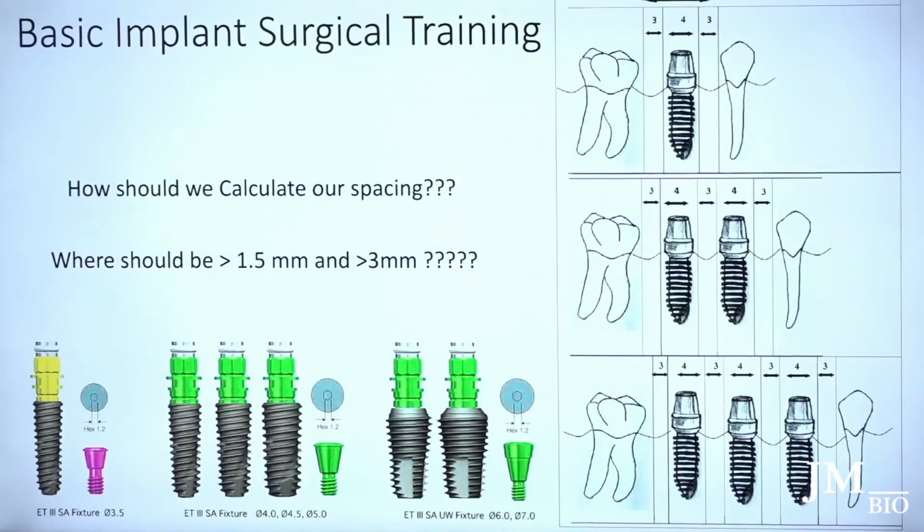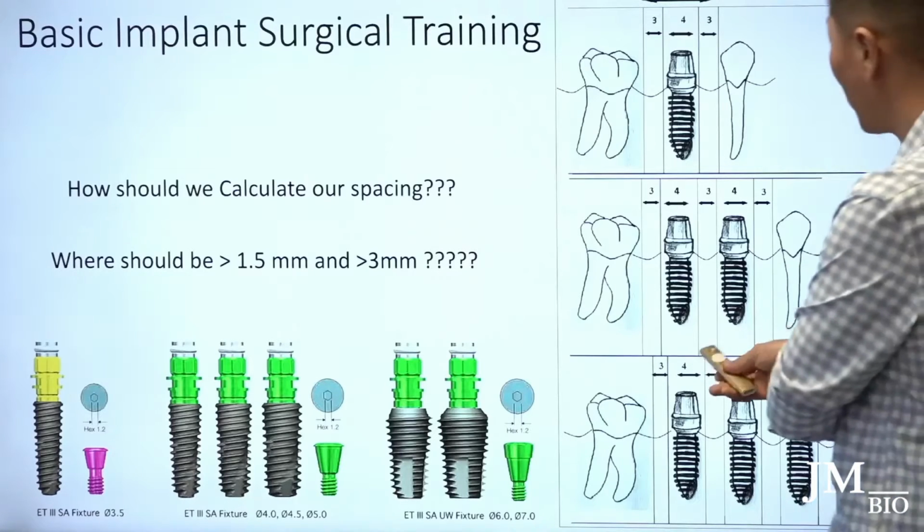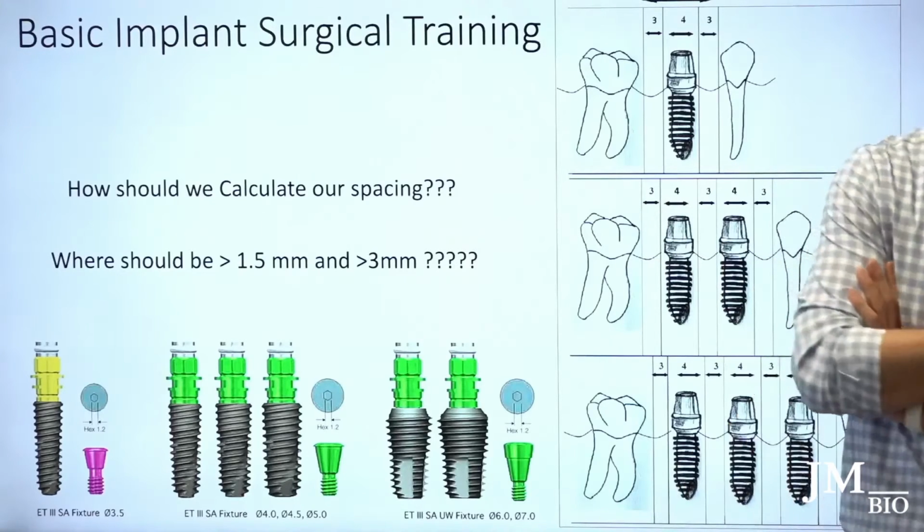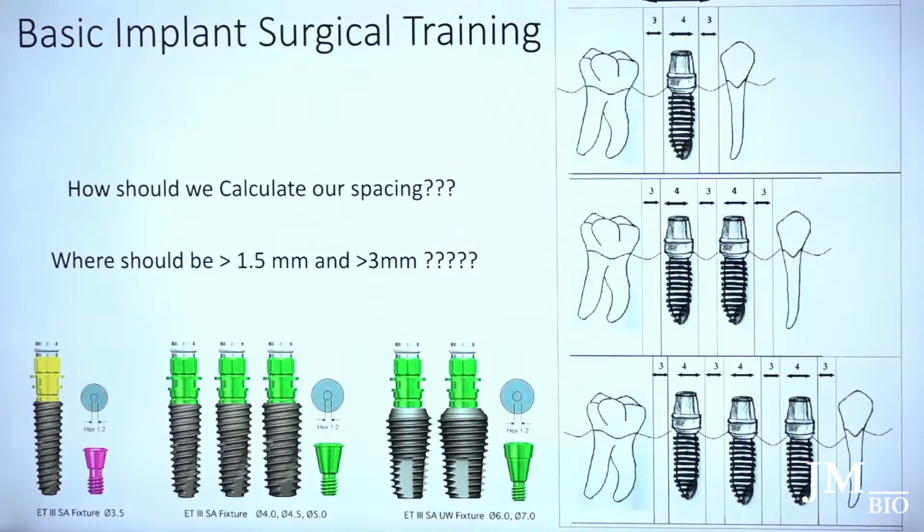So calculating space, right? We talked a little bit about calculating space. How do you calculate the space? You're looking at it on paper, and so it's easy. So this is a 4, 3, 3, 3. When you calculate this, it might look easy, but in the mouth, it's not easy, right? So what makes it easy? How can we calculate where it should be 1.5, where it should be 3, right?